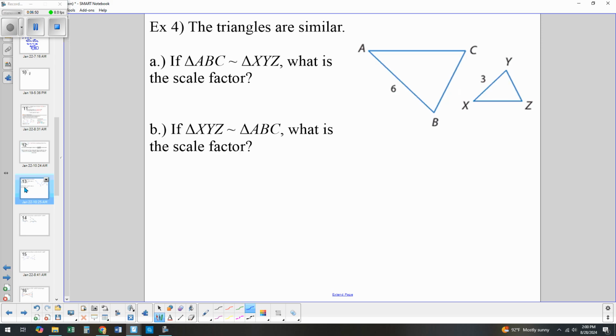So here the triangles are similar. They're giving me a similarity statement. They want to know what is the scale factor. Both of these questions ask the exact same thing. The only difference is they have reversed the order of the similarity statement.